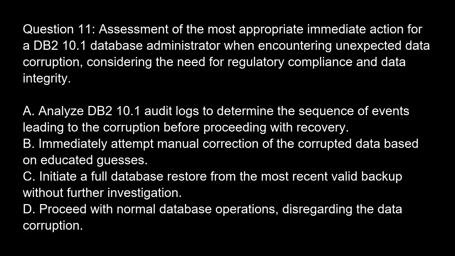Question 11. Assessment of the most appropriate immediate action for a DB2 database administrator when encountering unexpected data corruption, considering the need for regulatory compliance and data integrity. Option A. Analyze DB2 audit logs to determine the sequence of events leading to the corruption before proceeding with recovery. Option B. Immediately attempt manual correction of the corrupted data based on educated guesses. Option C. Initiate a full database restore from the most recent valid backup without further investigation. Option D. Proceed with normal database operations, disregarding the data corruption.